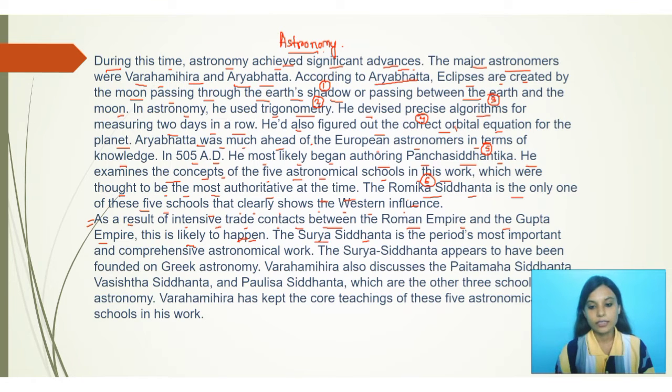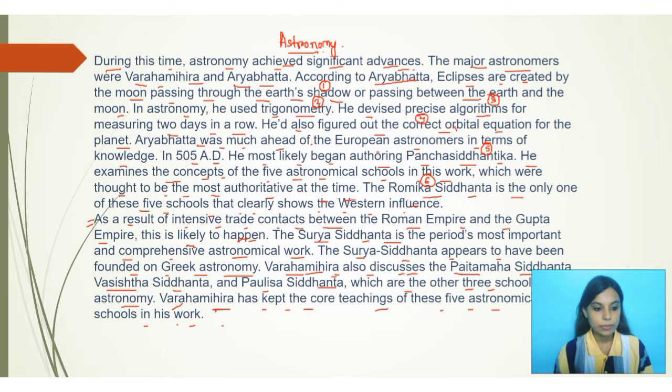The Surya Siddhanta is the period's most important and comprehensive astronomical work. Next, you can talk about Varahamihira, who discussed the Paitamaha Siddhanta, the Vasishtha Siddhanta, and the Paulisa Siddhanta, which are the other three schools of astronomy. So here you're also going to talk about the different schools of astronomy and how they helped to achieve greater advancements in the field. Then Varahamihira has kept the core teachings of these five astronomical schools in his work. You talk about Varahamihira also.